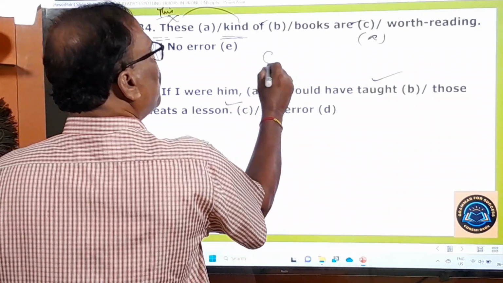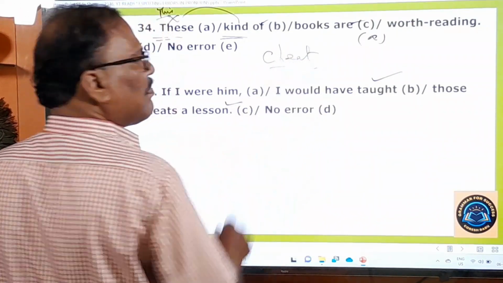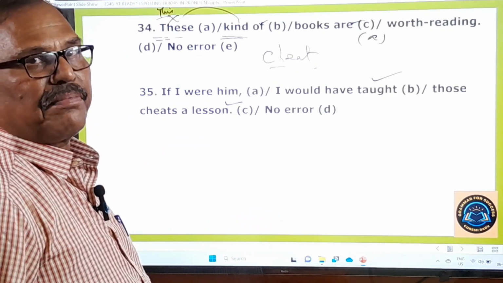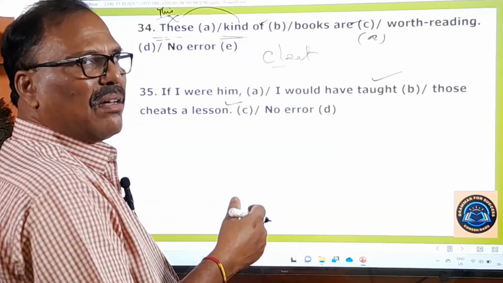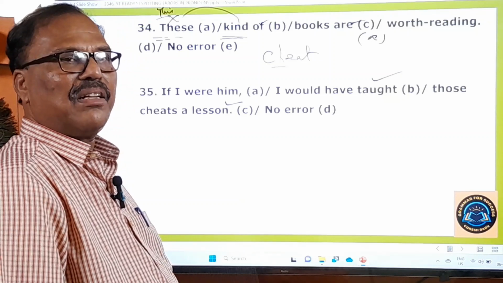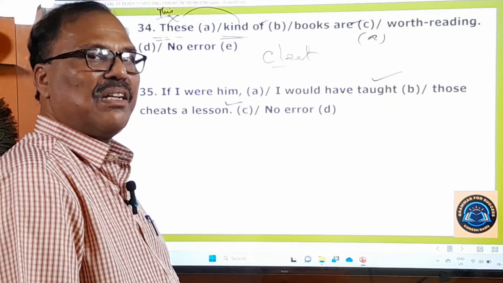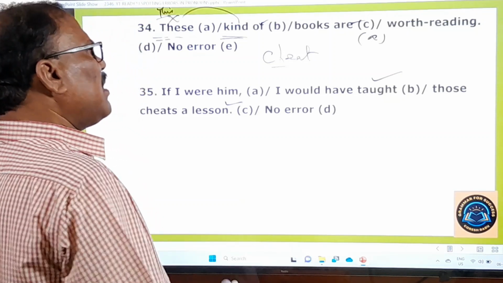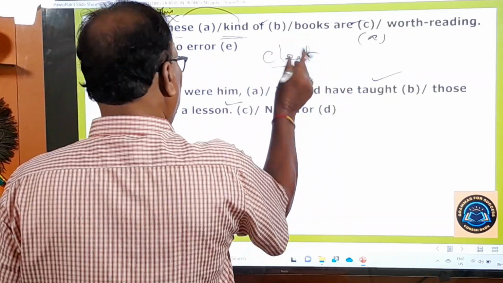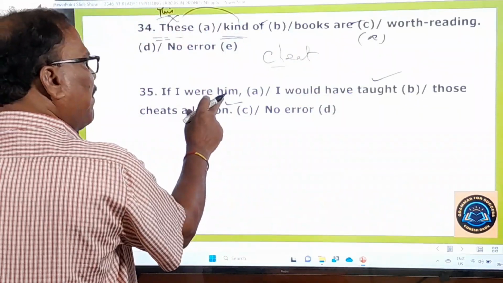Okay. One who cheats is called a cheat. There's no word like cheater. But most of the young students, especially girls, say that he's a cheater. Don't say that; there's no word like cheater, only cheat. Okay, leave it. If I were him, I would have.